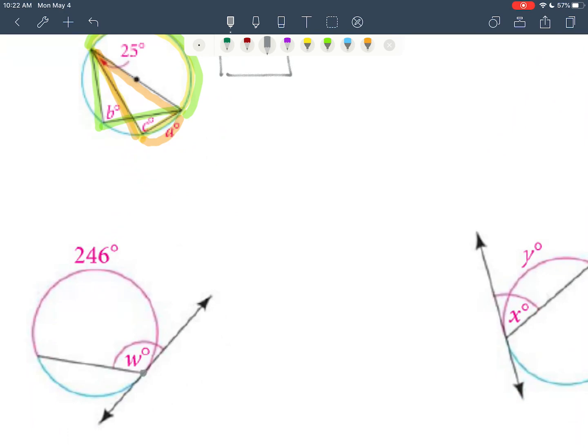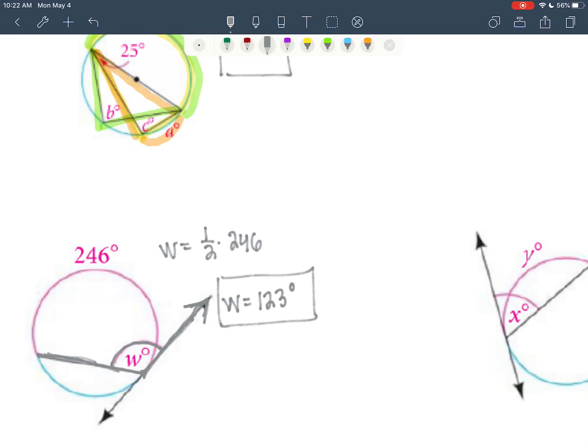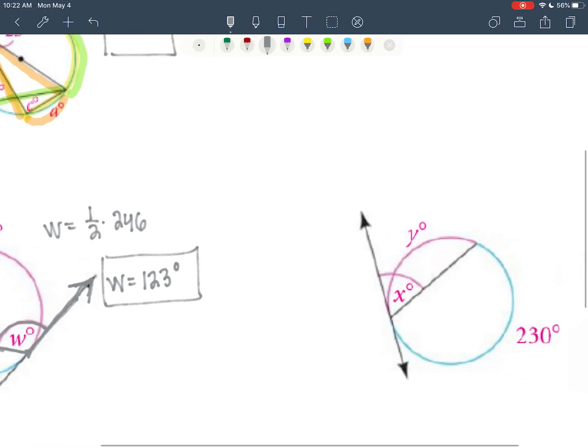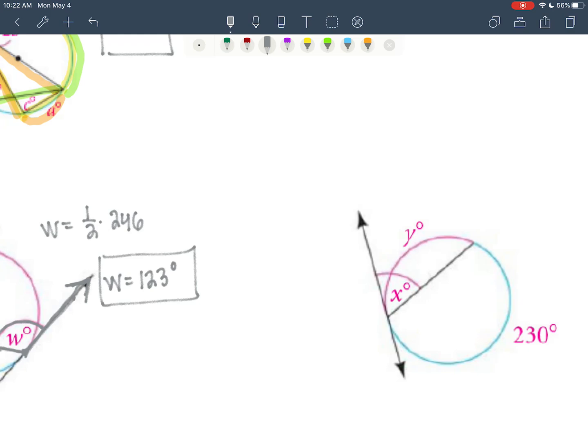Here we have that tangent and a chord creating an inscribed angle. Even though part of the side of the angle is the tangent, we still consider it an inscribed angle type of situation. W is going to equal half of 246, which will be 123. So W is 123 degrees. I told you these go by quick, quick, quick, quick.